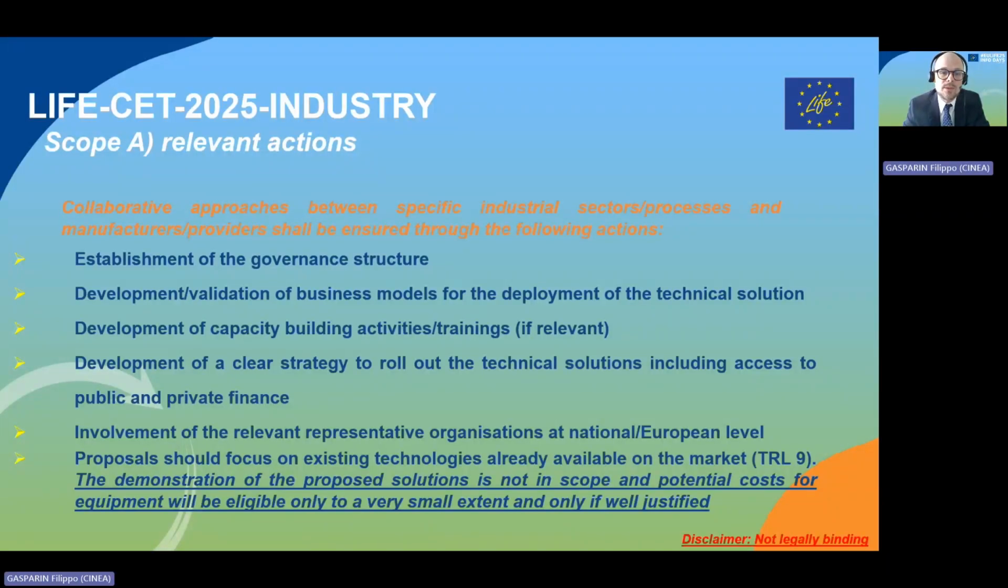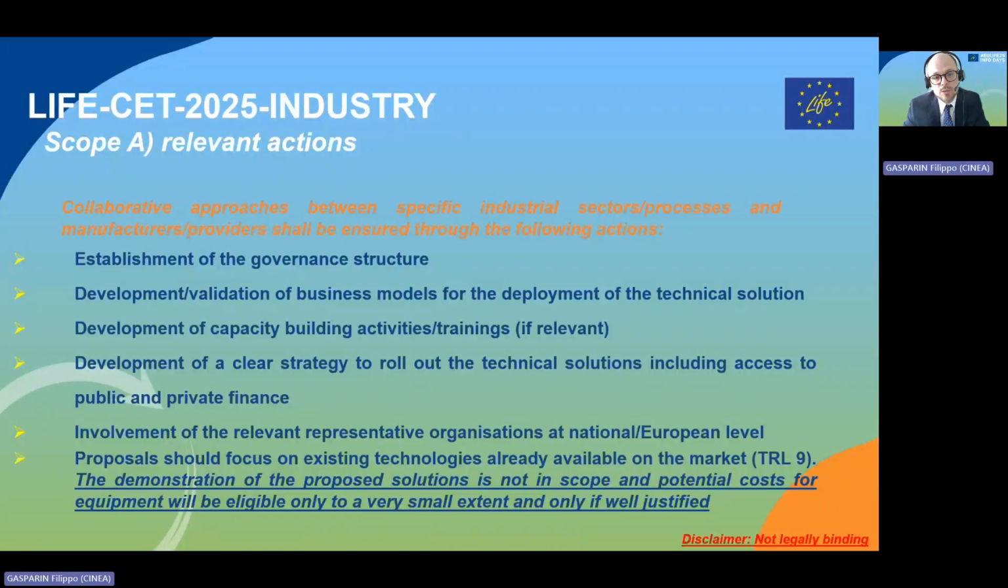Proposals will also have to develop a clear strategy to roll out the technical solution, looking also at ways to stimulate and trigger public and private finance. Of course, the involvement of relevant representative organizations at national and European level is very much needed and important. Such organizations shall represent both the demand and the supply side, and you really have to convincingly present how you intend to mobilize these organizations, typically either by involving them already as part of the consortium or through letters of support.